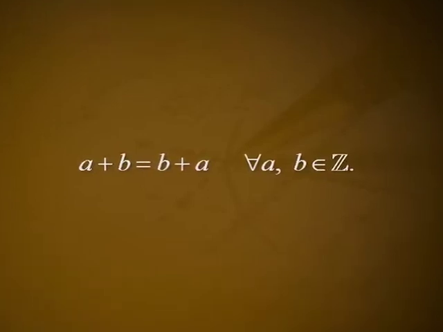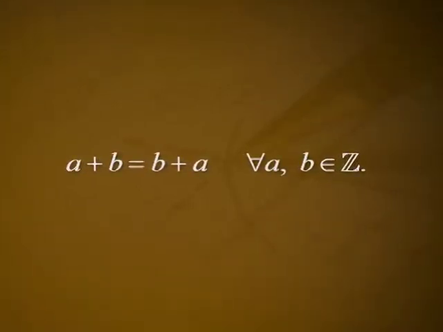Thus, for every integer, there exists an additive inverse in the set. Hence, Z is a group under addition. Moreover, G4 commutative: a plus b is equal to b plus a for every a, b in the set. Hence, Z is an abelian group.